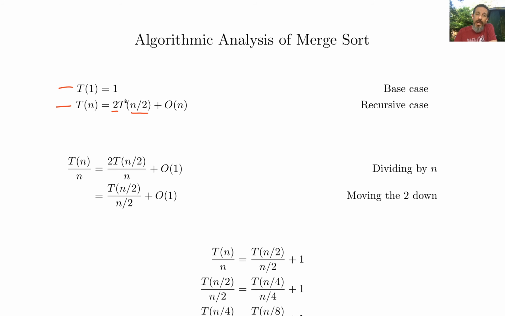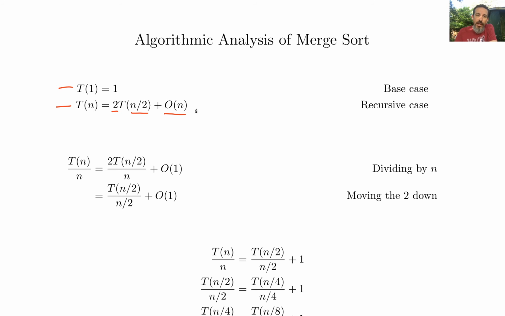So in other words, again, this is a recursive definition of T(n). And then finally, the big O of n is the cost of merging the 2 arrays that we were given, the 2 subarrays that we just sorted. Okay, so this is our recursive case. That's what we had on the text window before.